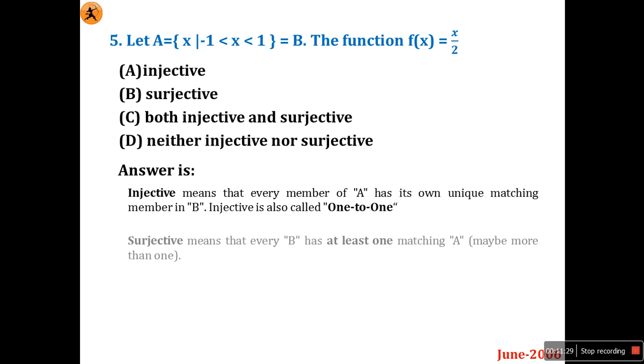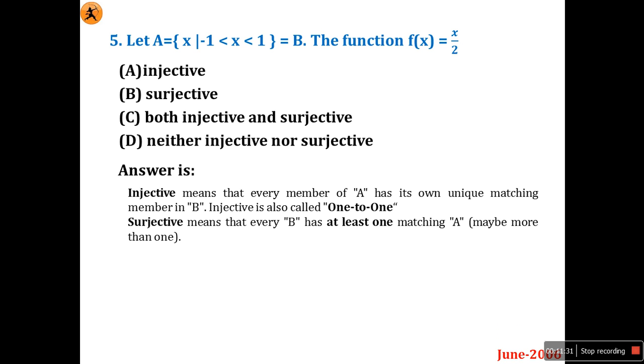Okay, next look at surjective. This means that every element of B has at least one matching element of A. In the first case some elements may be free in set B, but in the surjective case all the elements of B should have an image from A. There is no element free in B, meaning all the elements of B should have a pre-image in A.